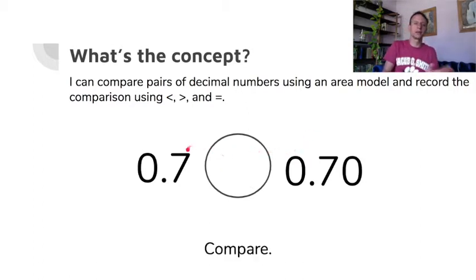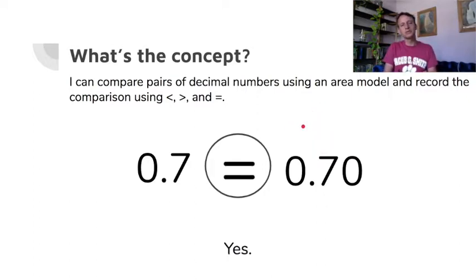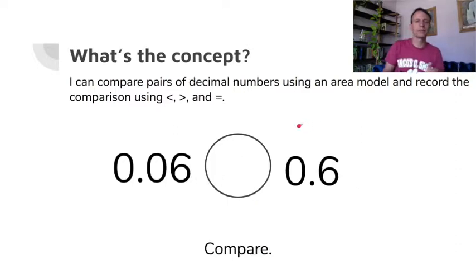Here we go. What are they doing to us now? 7 tenths, 70 hundredths. We can imagine the zero there. Yes, 70 hundredths. 70. Look at that, an equals. They hardly ever give us an equals. I'm so happy to see you, equals. Your beautiful parallel lines.